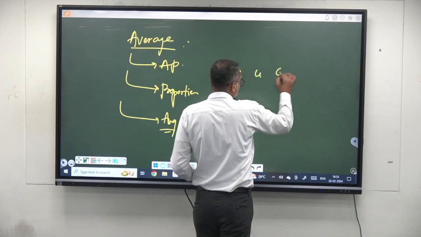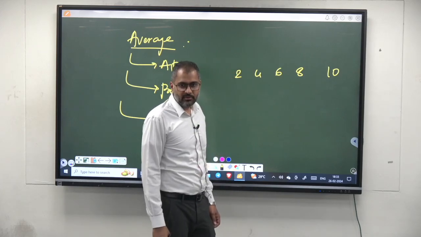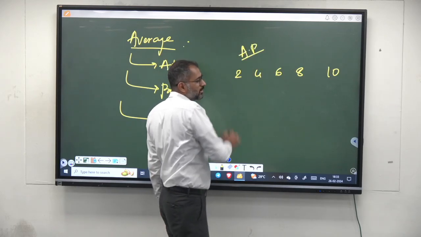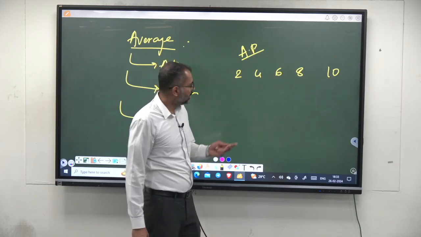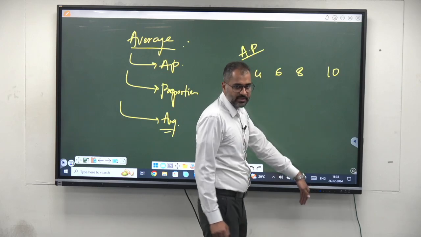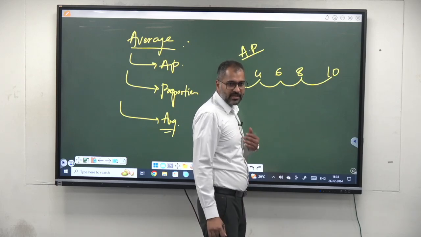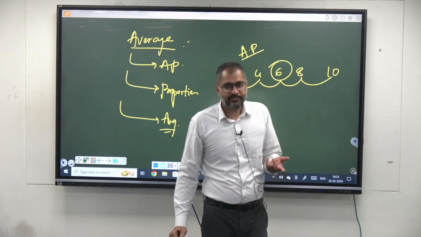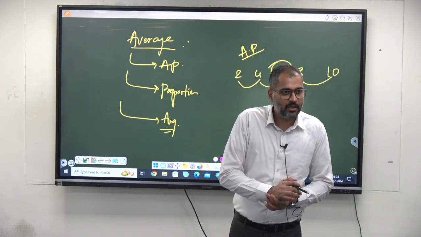See, 2, 4, 6, 8, 10. What are these numbers? Consecutive even numbers. Or technically we call it arithmetic progression. What do you mean by this? The difference between each successive number has to be the same, if you arrange them in ascending or descending order. If I ask you to find the average of it, the average is nothing but the middle number itself. If you add everything and divide by 5, you will get 6. That concept itself is AP.